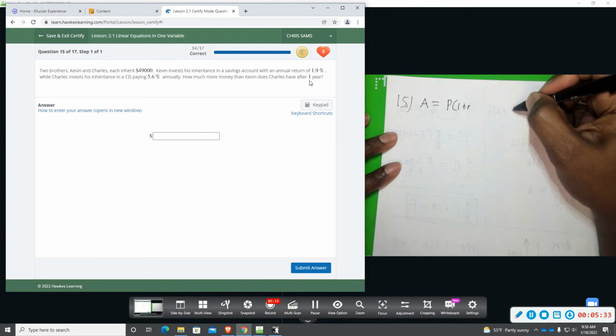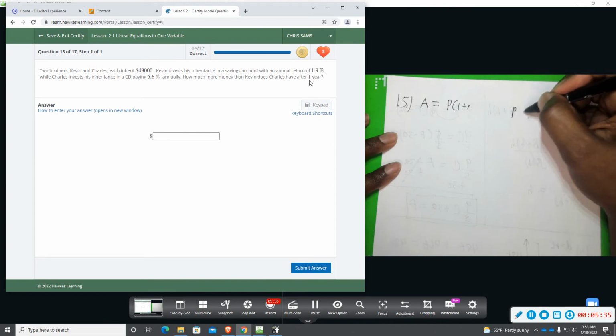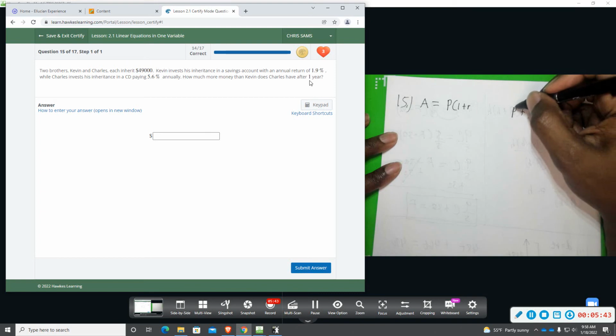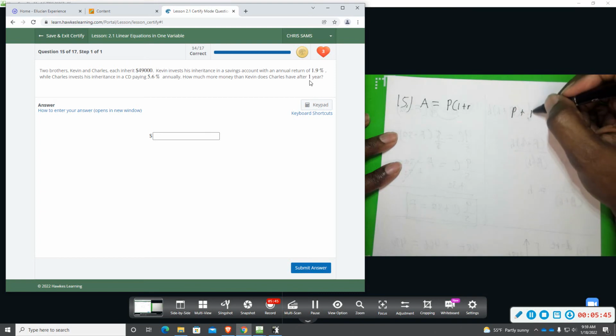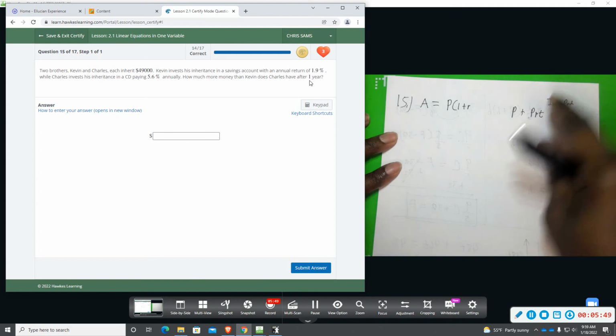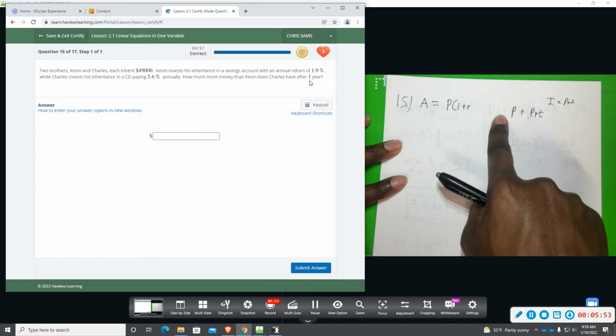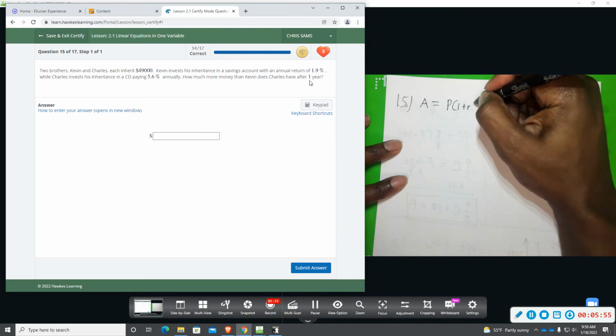Let me write the formula. P plus interest, so the original principal plus the interest that you get. The interest that you get is P, principal, times the rate times the number of years. So I'm just working backwards because I like to use the simplified formula. So factor out the P, yes, so just RT here.